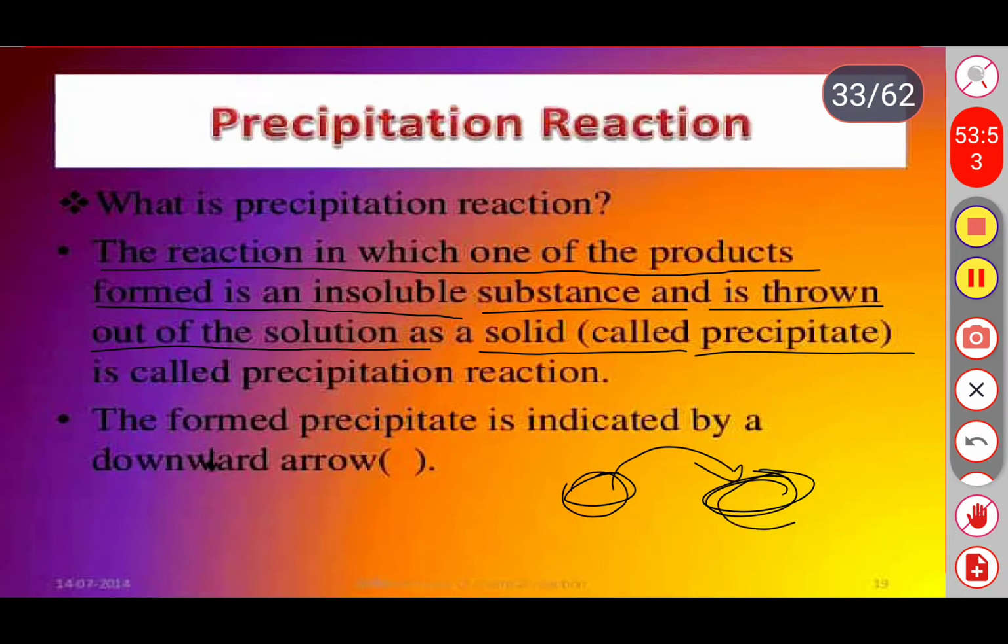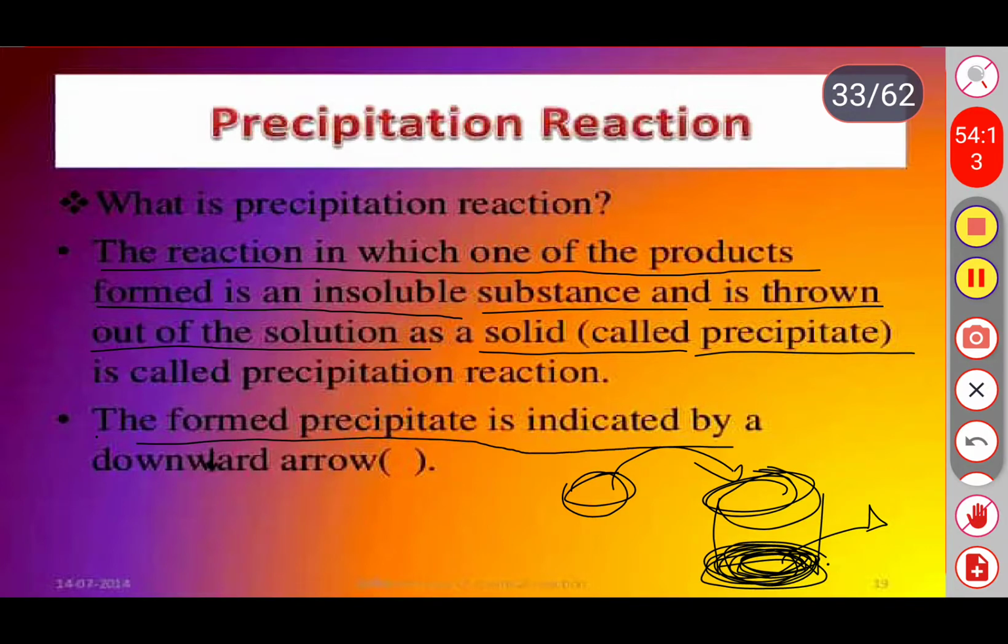Okay, so the formed precipitate is indicated by downward arrows. We already discussed this in the first slide. An upward arrow means the gas is liberated. A downward arrow indicates the solid collection of the white ash or the precipitate.